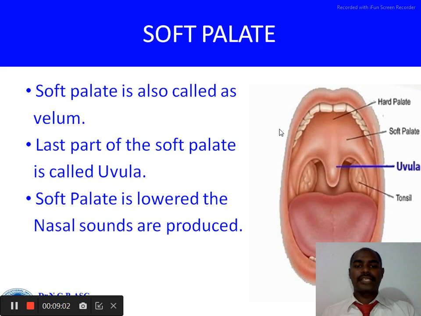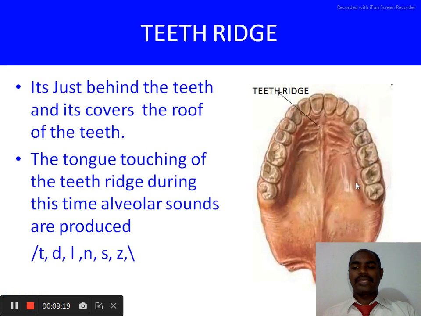Next, the soft palate. The soft palate is also called the velum. The last part of the soft palate is called the uvula. The soft palate is lowered when nasal sounds are produced. So this is the soft palate and uvula, and this is the tonsil glands.